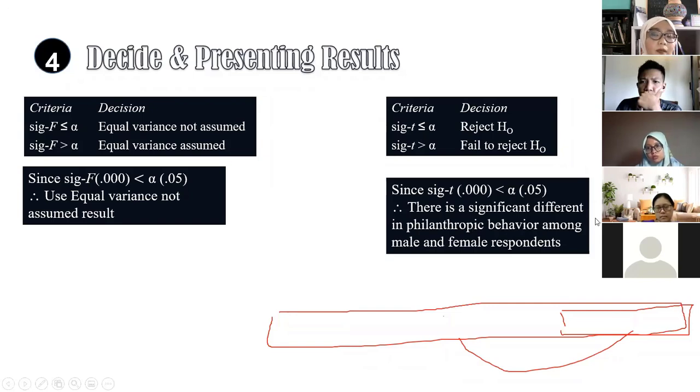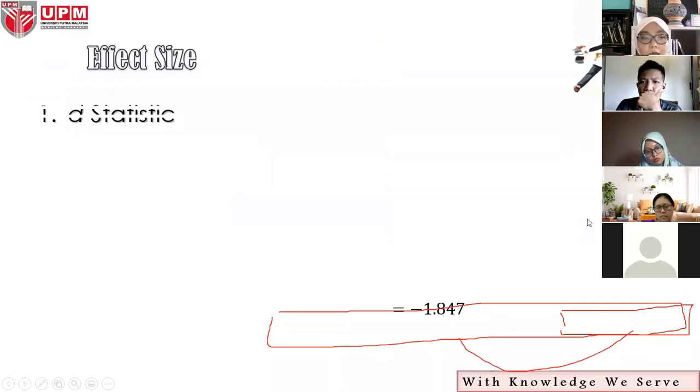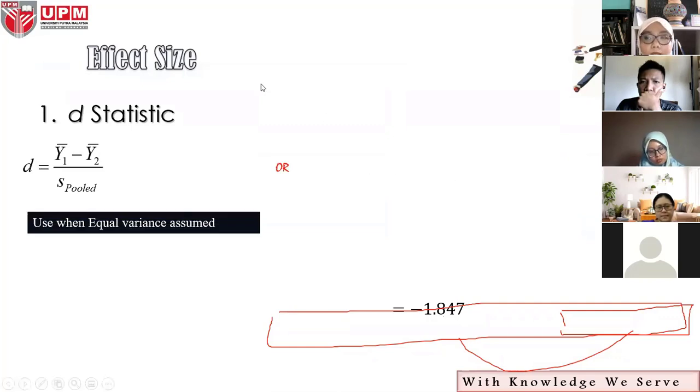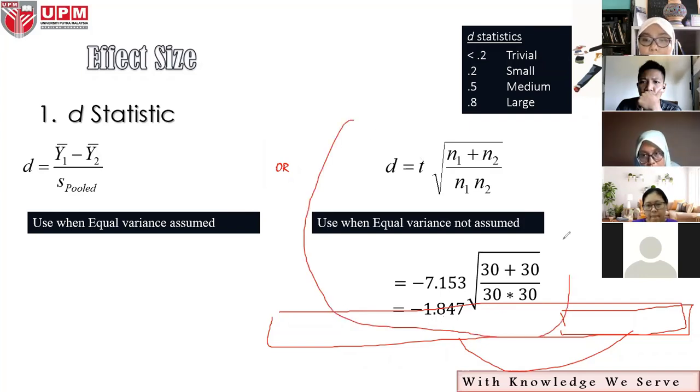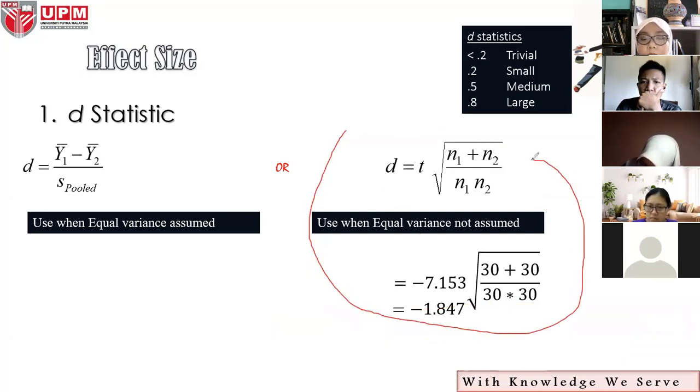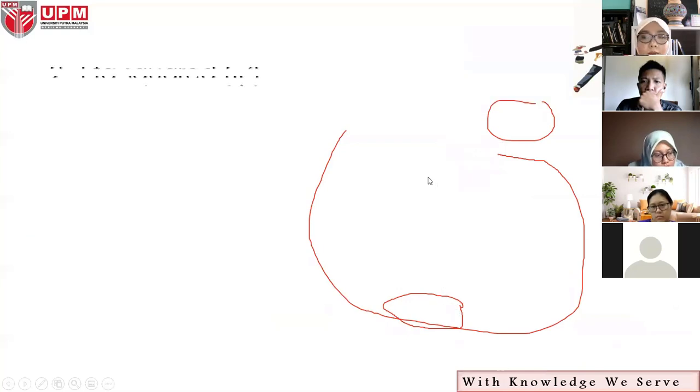Ada beza. There is a significant difference. And then, calculate your effect size based on the formula. Since our data set is based on unequal variance, we use the unequal variance formula. We plug in the values into the equation, then we get negative 1.847 based on Cohen's D, using the second formula. Based on this, the difference is also considered to be large. Senang kan? Large. Okay, next one.